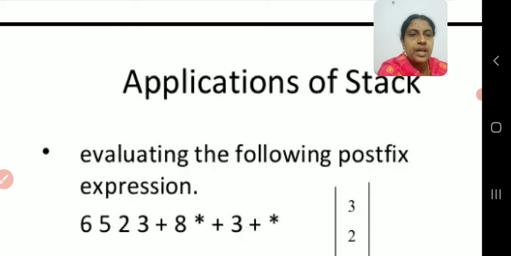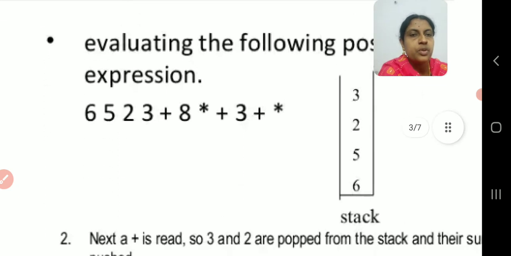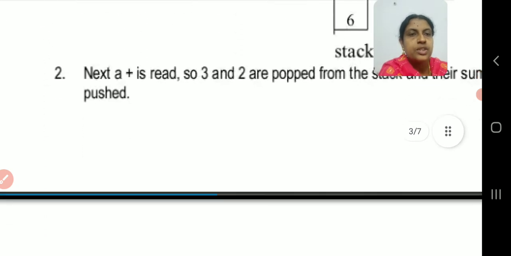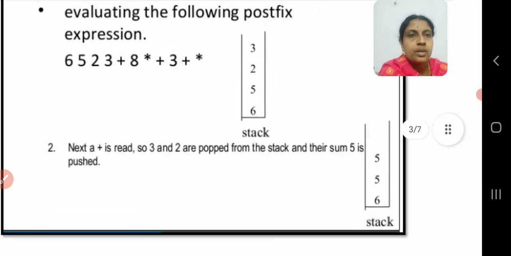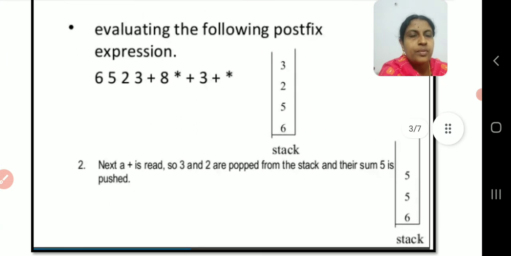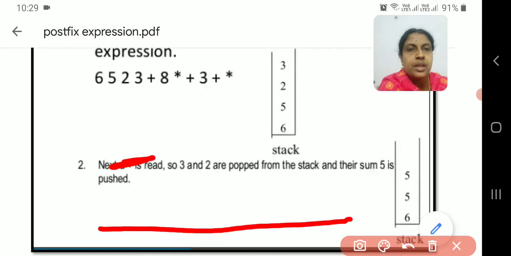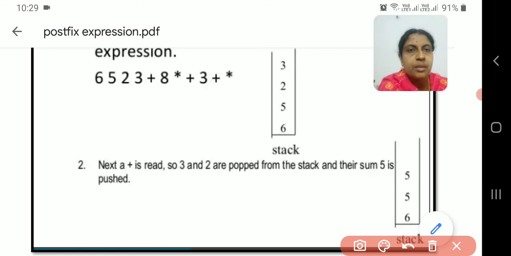So this time we are taking 6 5 2 3 plus 8 asterisk plus 3 plus asterisk, using a postfix expression. When you evaluate, we will start from the 6 and come. The first 4 digits are all operands, values only. So directly put them to the stack.